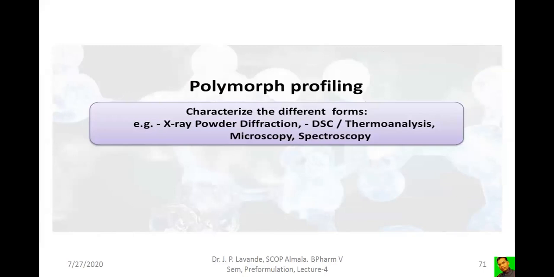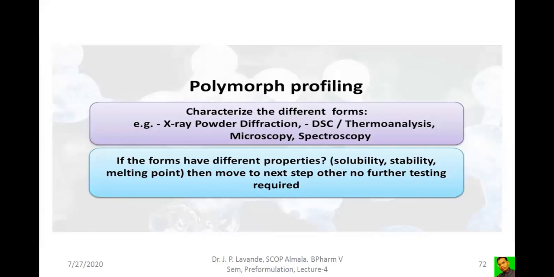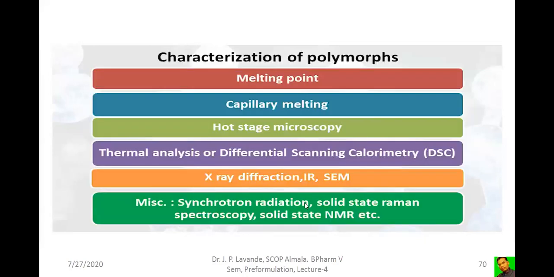Polymorph profiling. Now, how to profile the polymorphs? Characterize the different forms with the help of X-ray powder diffraction, differential scanning calorimetry, thermal analysis, microscopy, and spectroscopy. If the forms have different properties like solubility, stability, and melting point, then move to the next step. Otherwise, no further testing is required. If there are differences in these three properties, solubility, stability, and melting point, obtained through the characterization methods, then only is there a need to go to the next step.